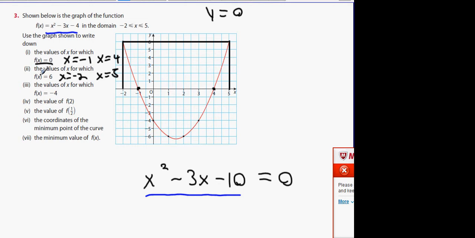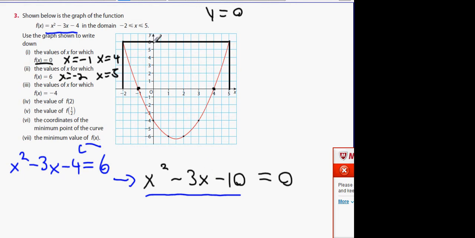Now look at question 2. And what does question 2 say? f of x equals 6. Now look at f of x equals 6. That's what f of x is equal to, isn't it? And then f of x equals 6. What happens when you bring the 6 over the other side? Which turns into? So it's actually the same equation, isn't it?